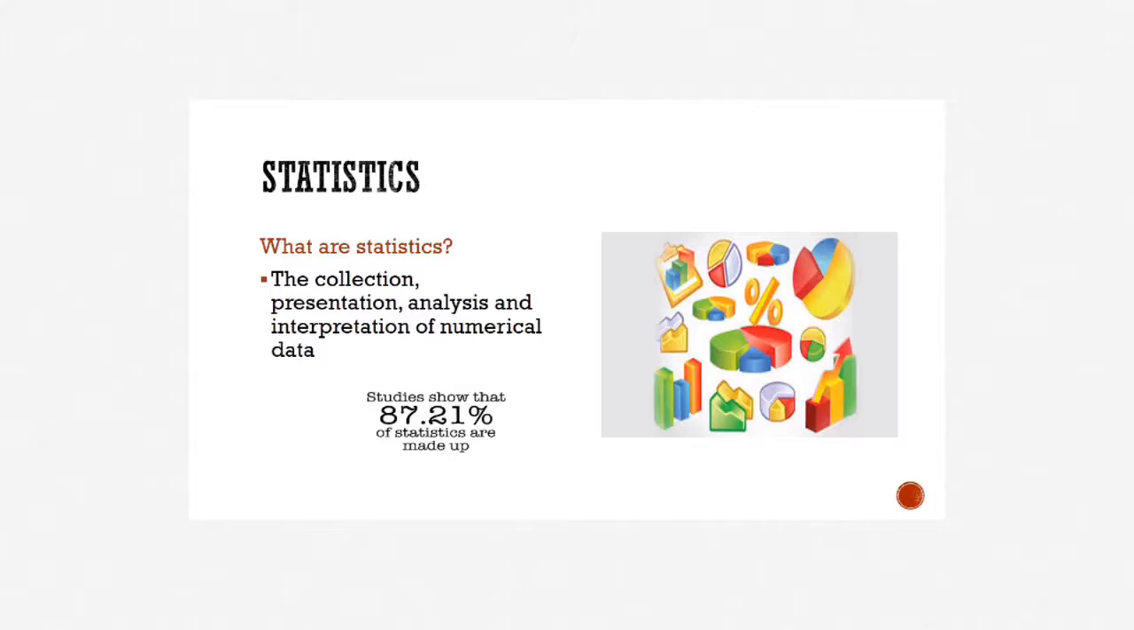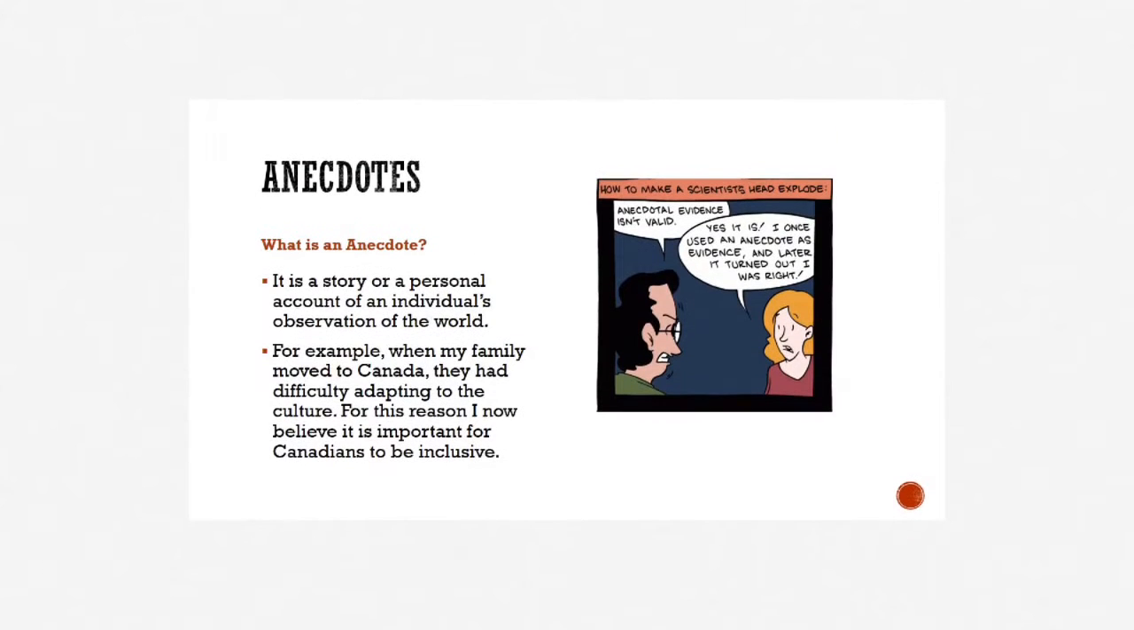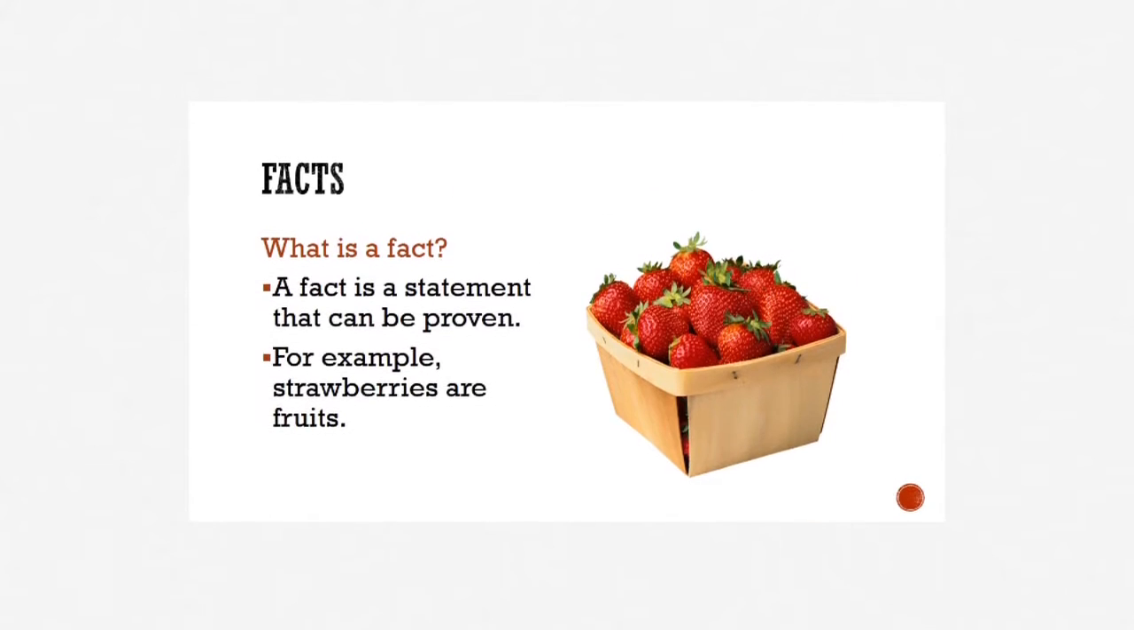Supporting details include statistics. For example, studies show that 87.21% of statistics are made up. Supporting details can also include anecdotes, which is a story or personal observation of the world. For example, when my family moved to Canada, they had difficulty adapting to the culture. For this reason, I now believe it is important for Canadians to be inclusive.